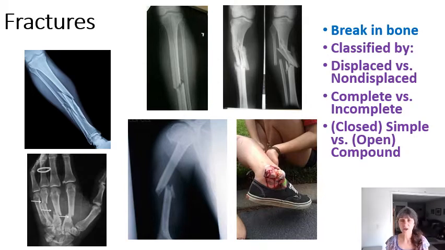And then we also can call bones either simple or compound, or closed or open, respectively, according to whether or not they've actually punctured the integrity of the skin. Something that's gone through the integrity of the skin is referred to as an open or compound fracture, which you can see at the bottom right picture. If it's broken but the skin remains intact, then we call that a closed or simple fracture.